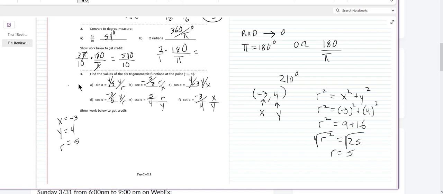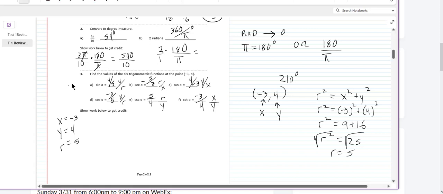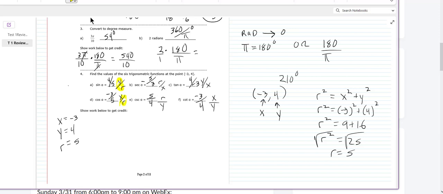So if I give you a point, you want to be able to take any point that I give you and find the 6 trig functions on that. The whole key on that is knowing these definitions of each trig function.